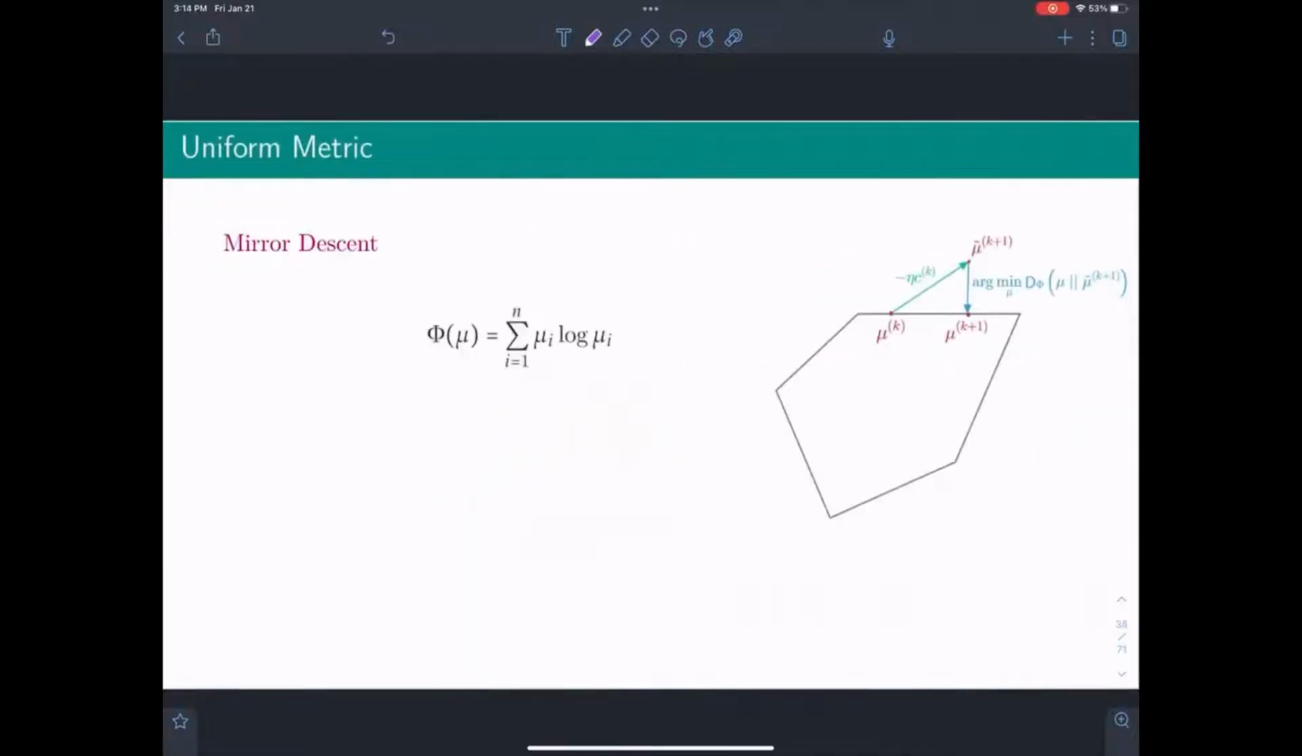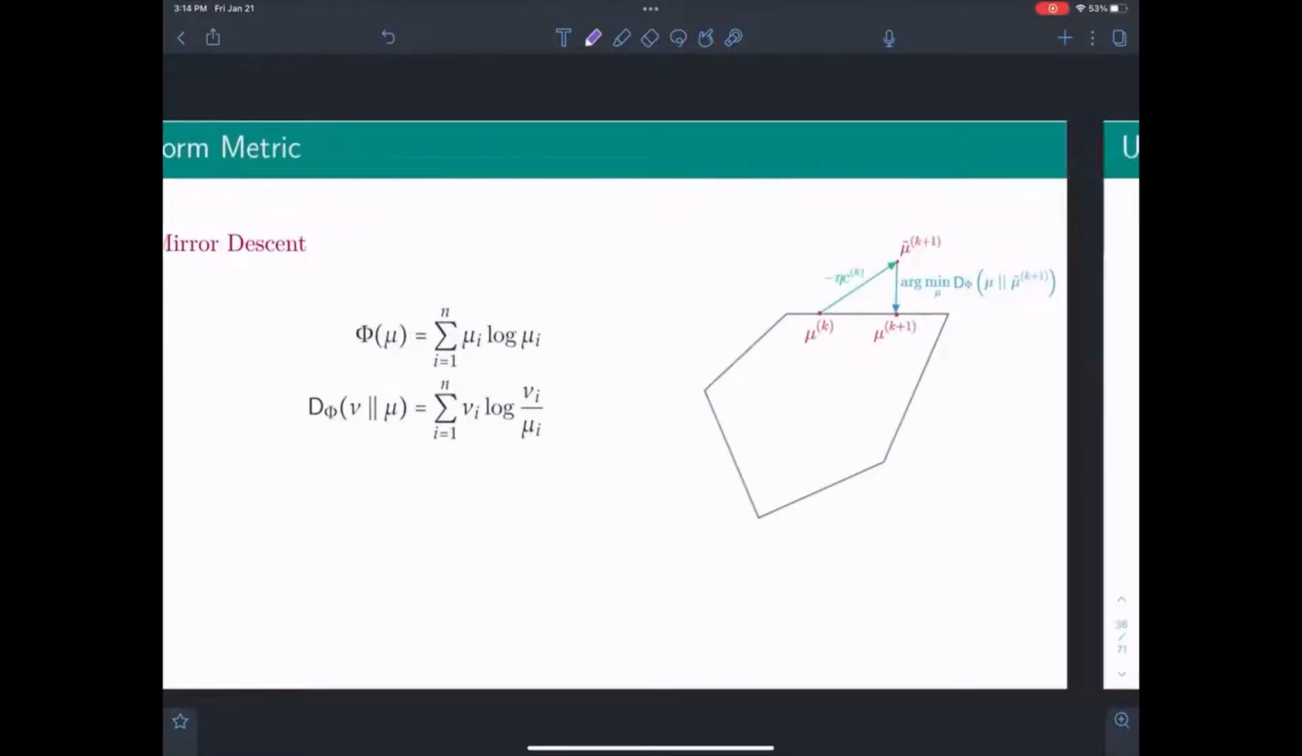But if we do something more clever and take phi to be the negative of the Shannon entropy of mu, which is the sum of mu i log mu i, then the Bregman divergence would turn out to be the relative entropy.